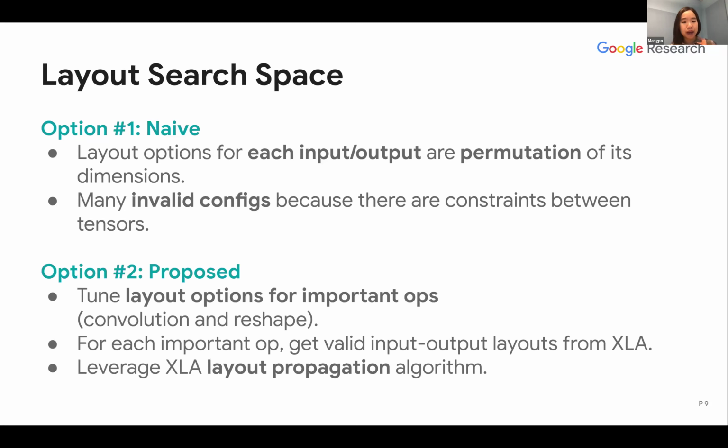So then we came up with a better way that makes the search space more compact and only includes the valid configurations. What we do is we only tune the layout options for the important ops, which include convolution, matrix multiplication, also I forgot to list it here, reshape. For each of the important ops, we first query the compiler for the valid input-output layout combinations because we want to respect that constraint. And once we pick a layout for these important ops, we leverage the compiler's layout propagation algorithm to propagate the layout from these important nodes to other nodes in the graph. So this makes our search much more compact and only includes the valid configurations in the search space.